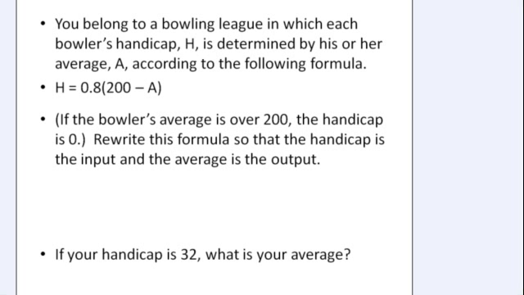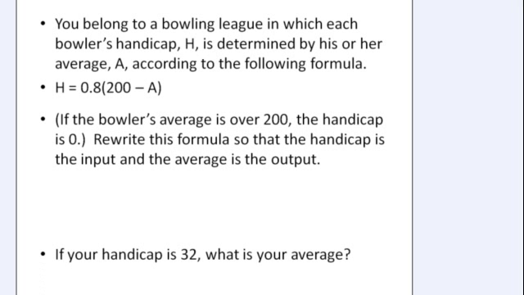So we want to rewrite this formula so that the handicap is the input and the average is the output. Now, another way of saying this is find the inverse of the function. But if we're to find the inverse of a function where our variables mean something, like here h being the handicap, a being the average, we don't want to switch the location of h and a. That changes the whole meaning of the whole problem. So again, in a real life situation, if you're finding the inverse, basically you're just solving for the other variable. So in this case, we want to get a by itself.